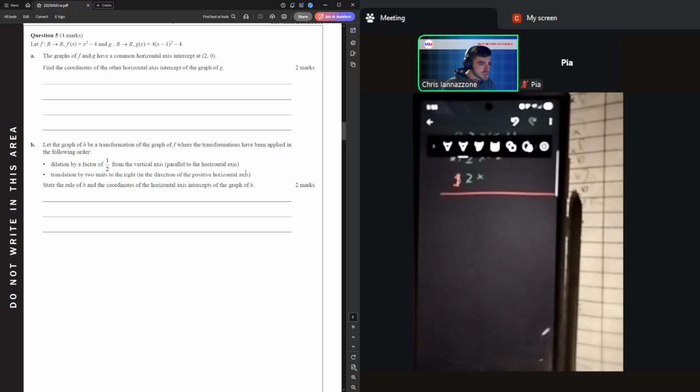Next up, some transformation stuff. Dilate factor half. Translate 2 to the right.